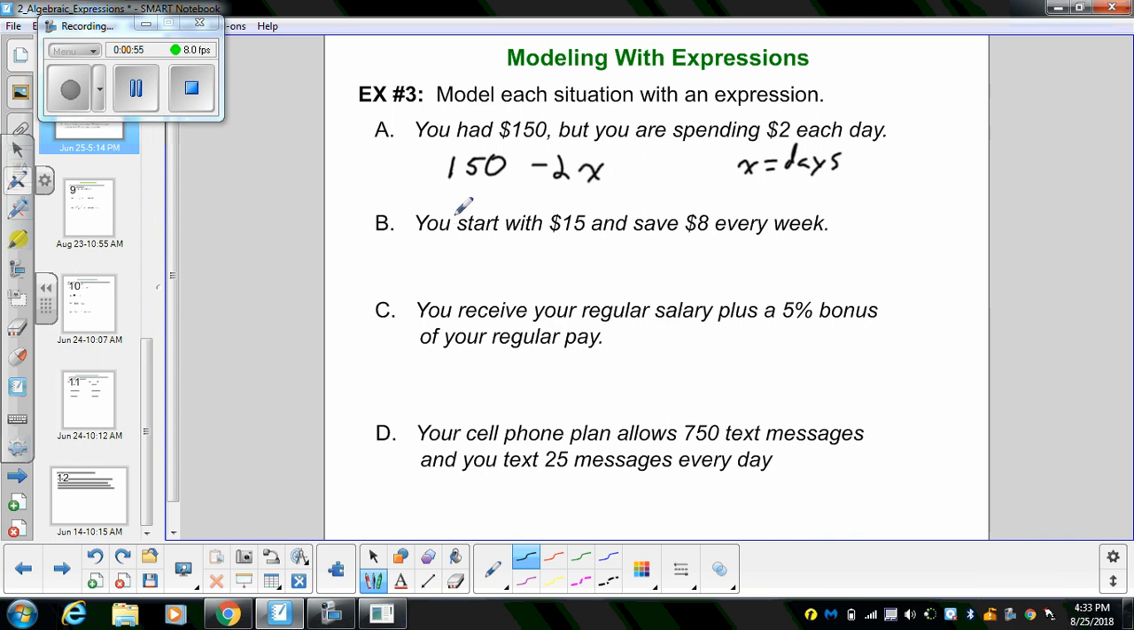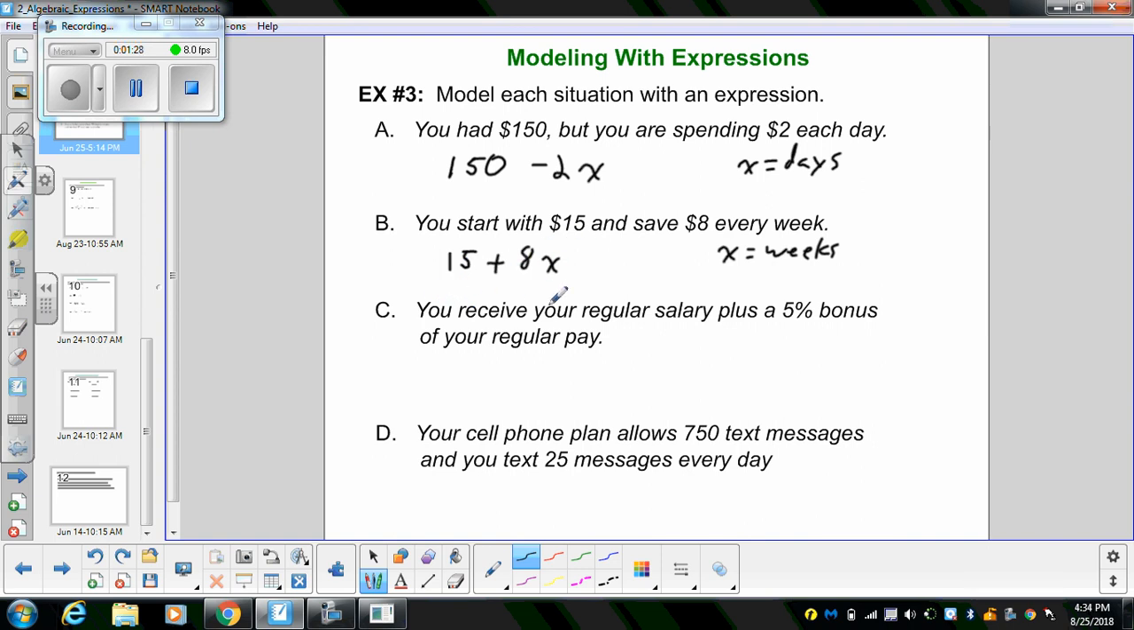All right, next one says you start with $15. So we got $15. And save. So this time if I'm saving, I'm definitely going to be increasing $8 every week. All right, so this time the X here would represent weeks. I like dealing with the X, but a lot of people like to change those to D's for days, W's for weeks, M for money. However you want to do it, it's totally up to you, as long as you have a variable.